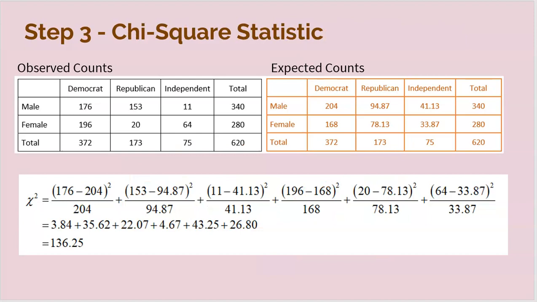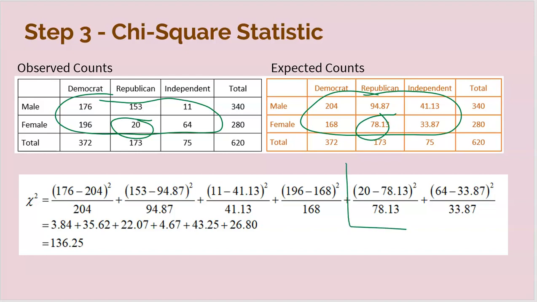All right, so now comes the fun part, which is doing the work. For every one of the 6 categories, male Republicans, male Democrats, male Independents, female Democrats, female Republicans, female Independents, I have to find that component chi-squared and add all of them together. So once again, let's just do female Republicans. 20 was the observed, minus 78.3 was the expected, squared, divided by the 78.3. So there's that value right there, which ended up being 43.25.